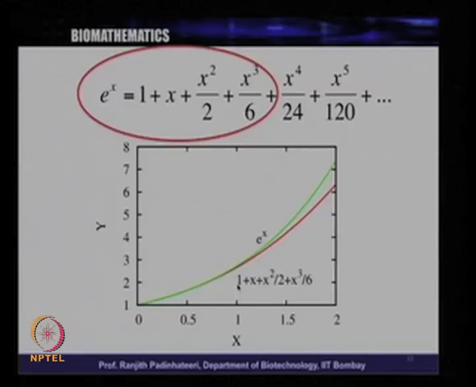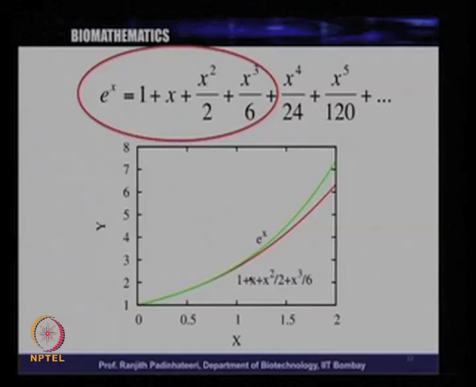As you can see here, below 1, pretty much almost all the places they match. The function e power x and this 1 plus x plus x square by 2 plus x cube by 6 match with each other close to 0, and above 0.5 also they match. Very close around 1, they start diverging, and e power x goes faster than the sum of these quadratic, cubic plus linear functions. So, one thing we understand from here is that the more terms we take, the approximation becomes better.